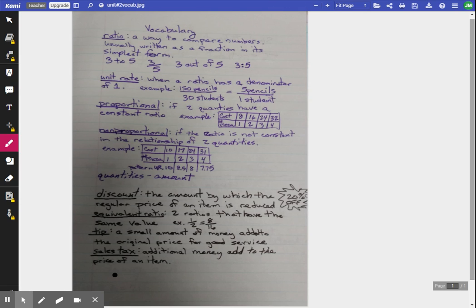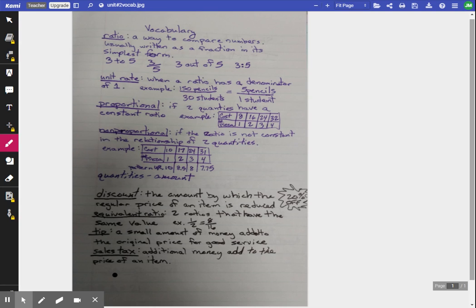Okay, class, in Unit 2, the vocabulary has to do with proportional relationships. In order to understand proportional relationships, you need to understand ratios. Ratios are a way to compare numbers. That's what we were doing when we were dealing with probability in Unit 1. Okay, and we have several examples, but most ratios are presented in the simplest form.